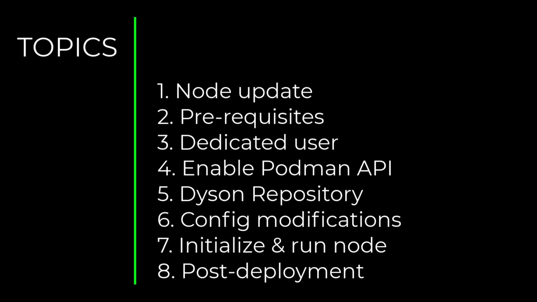In this video, we'll cover the following topics: node updates to keep the node up to date and secure, prerequisite packages for the deployment, and a dedicated user account, which will be a non-root user account. We will enable Podman API on the dedicated user account. Then we clone the Dyson repository with all the components for the deployment. We modify the configuration slightly. Then we initialize the node and start the containers. And then we go through post-deployment activities. Let's start.